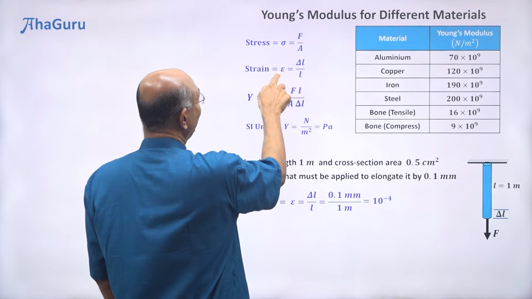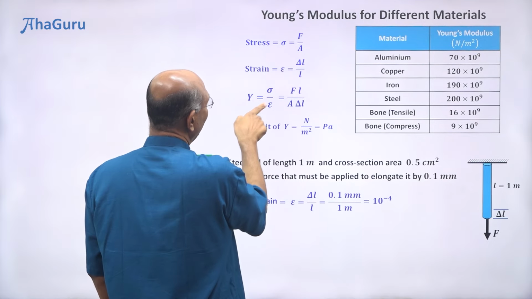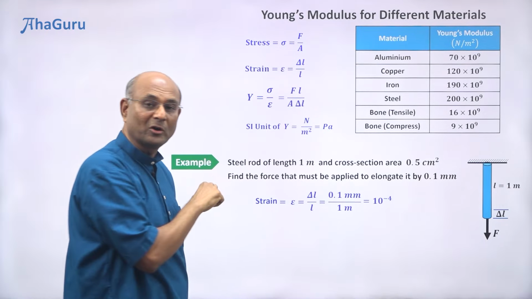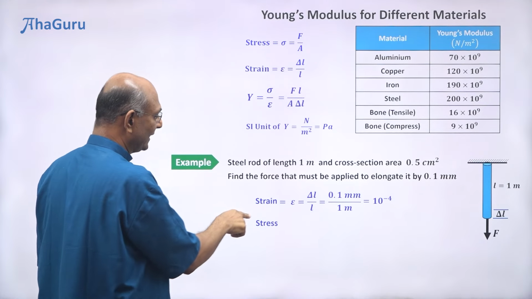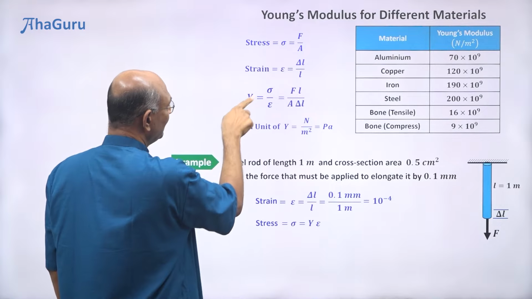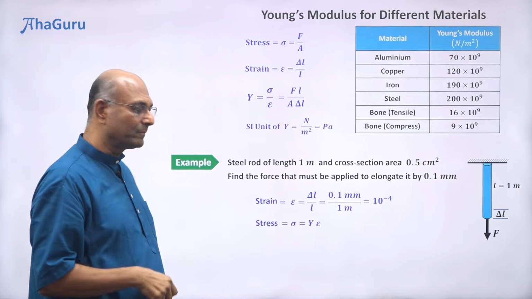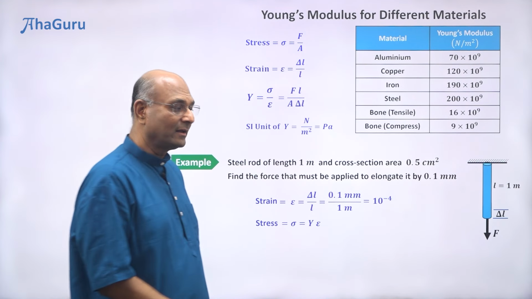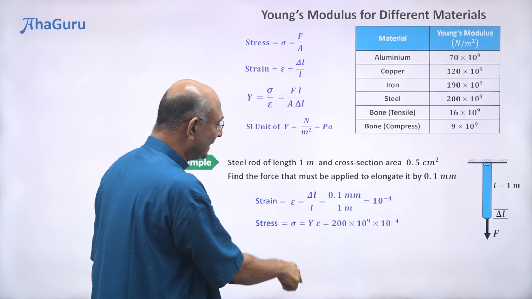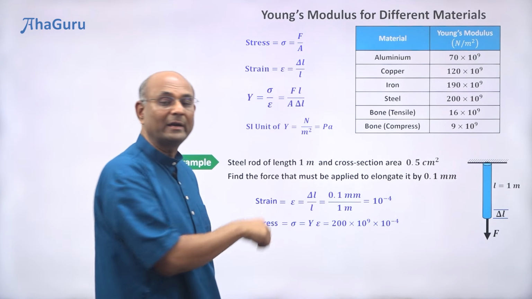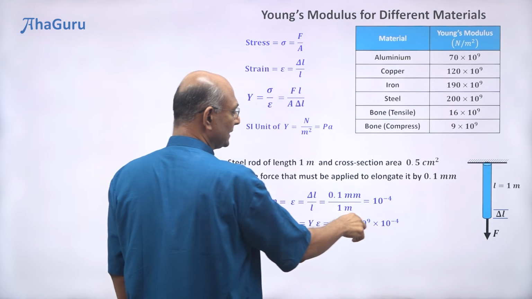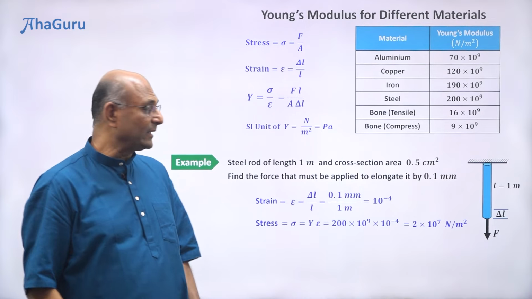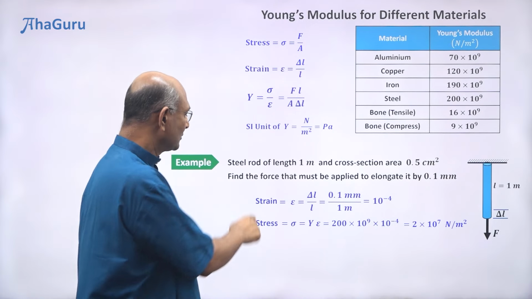Now using the strain here, I can find out what is the stress, because stress is strain into Young's modulus, or Young's modulus into strain, right? So stress is sigma, which is Young's modulus into strain. Now Young's modulus value I know, 200 into 10 to the power of 9. Strain value I know. So if I substitute that, 200 into 10 power 9 into 10 to the power of minus 4. Always use SI units. This is 10 power 5. That's going to give me 10 power 7. So 2 into 10 power 7 SI units newtons per meter square. So this is the stress.